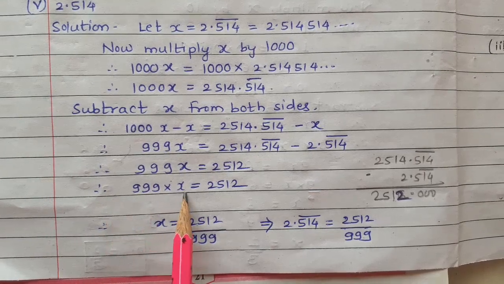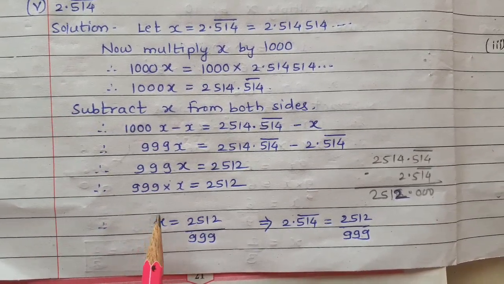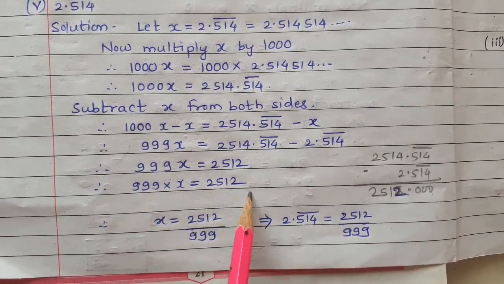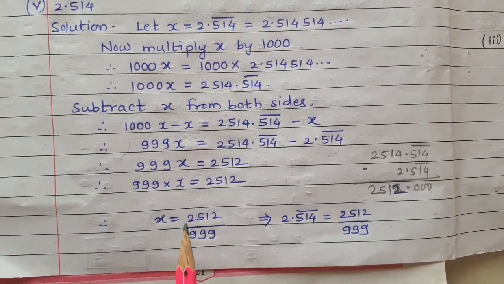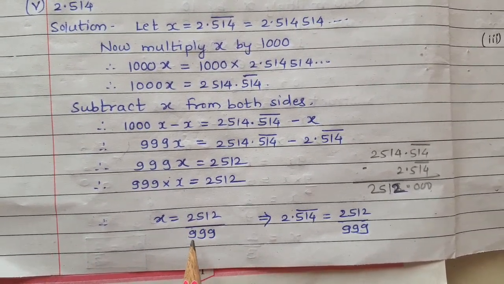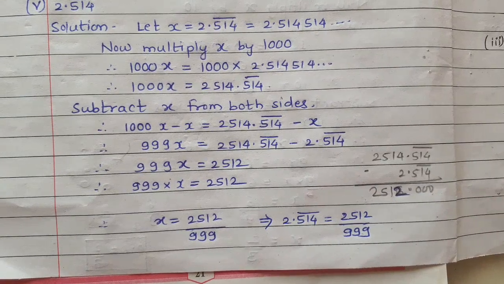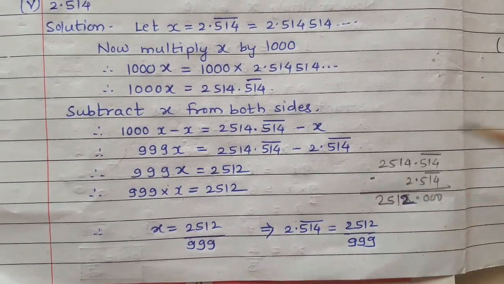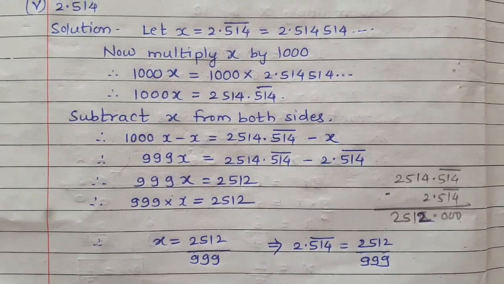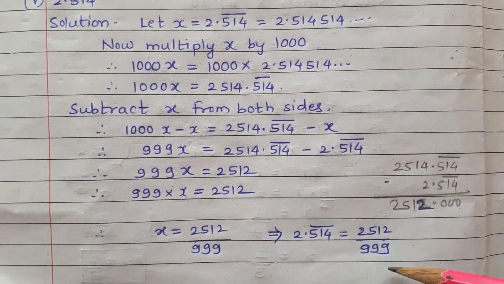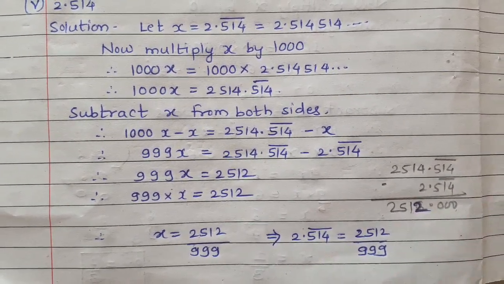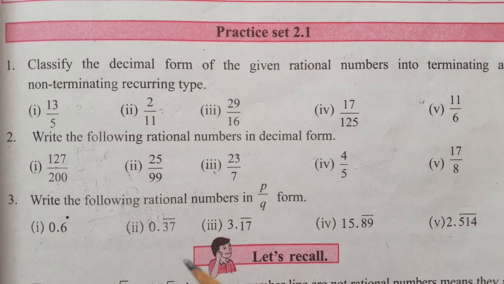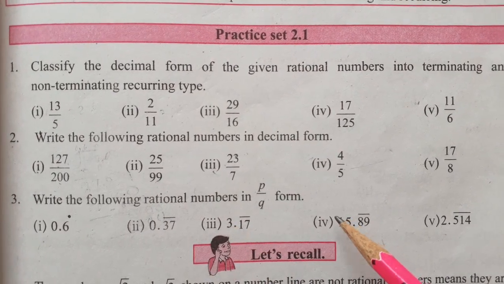999 is multiplying x on the left hand side, so it goes to the denominator when it goes to the right hand side. Then we have x is equal to 2512 upon 999. So we have the required p upon q form of the given decimal form. Students, try to solve subquestion 3rd and subquestion 4.